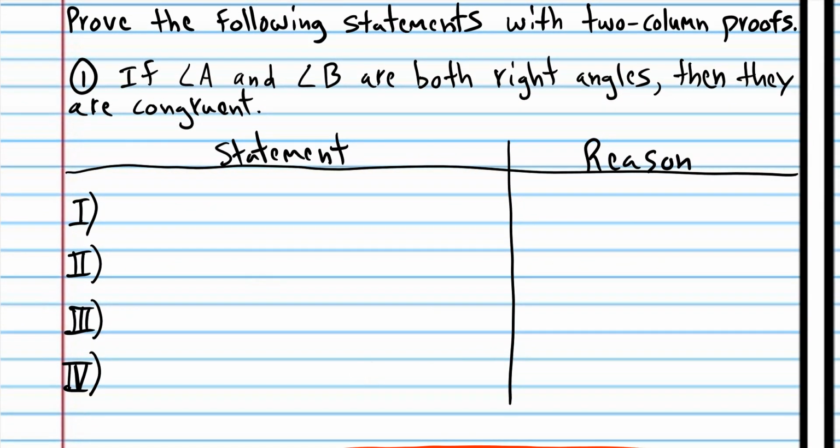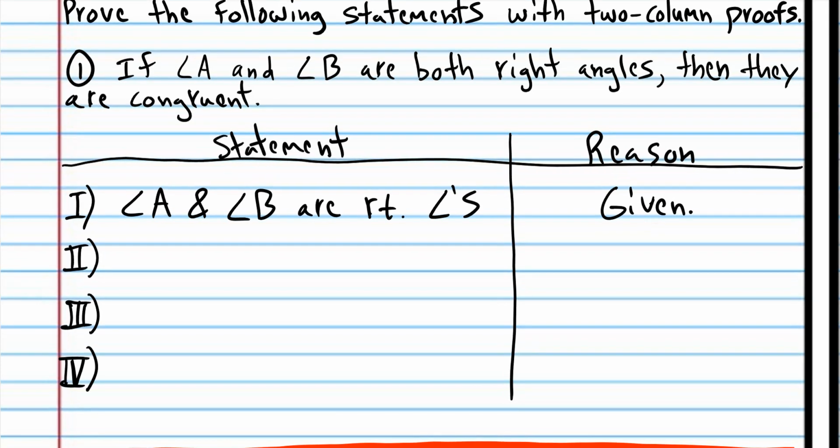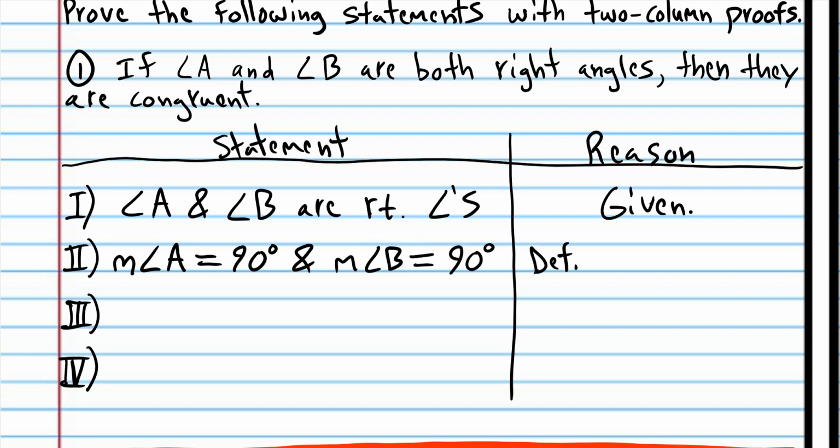So let's get started. We'll begin with the given information. Angle A and angle B are right angles, and that's given. By definition, if they're right angles, then the measure of angle A must be 90 degrees, and the measure of angle B must also be 90 degrees. And that is the definition of right angles.